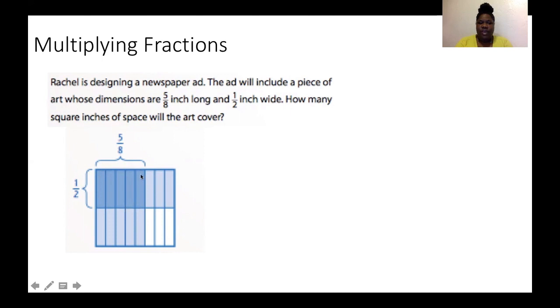How many do I have overlapping here? 1, 2, 3, 4, 5. And then I have to count for my denominator, the total pieces in a whole. 1, 2, 3, 4, 5, 6, 7, 8, 9, 10, 11, 12, 13, 14, 15, 16.